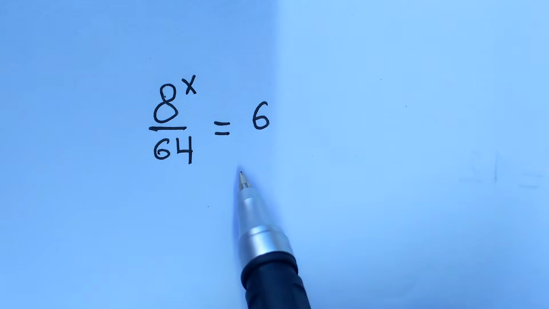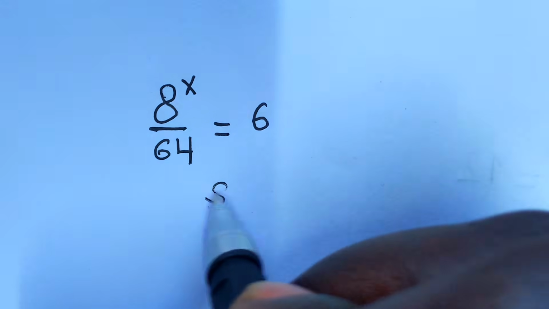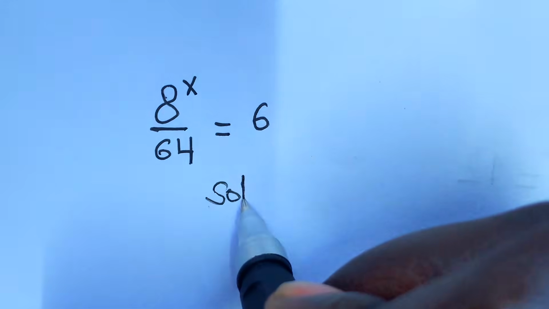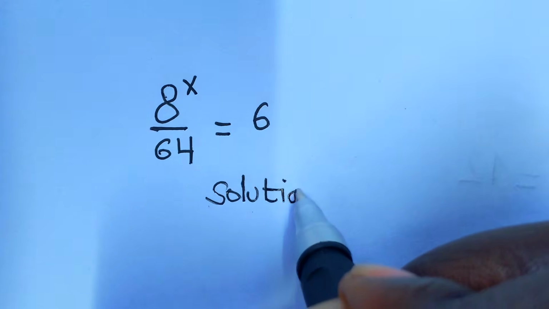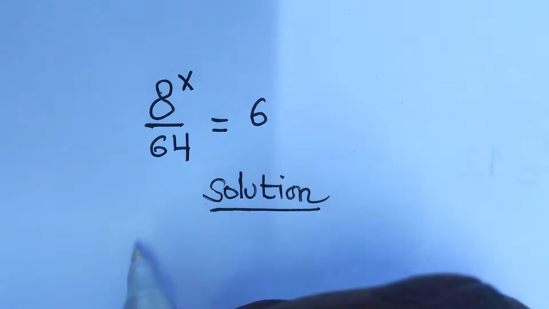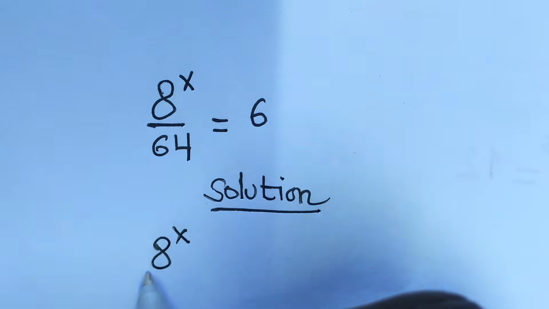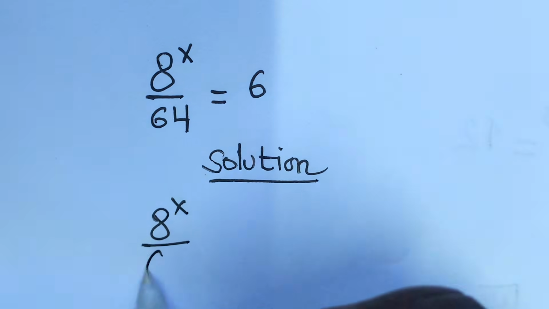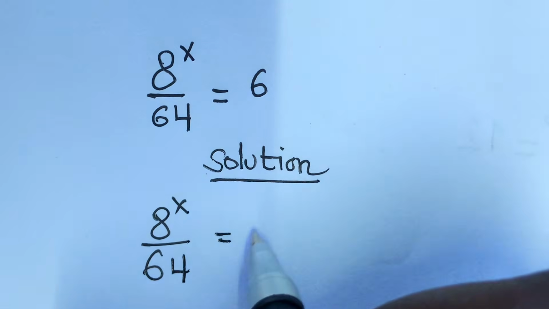In this video we have been given the question: 8 power x over 64 equals 6. Let's provide the solution very quickly, and you have to copy what we have. We have 8 power x over 64 equals 6.